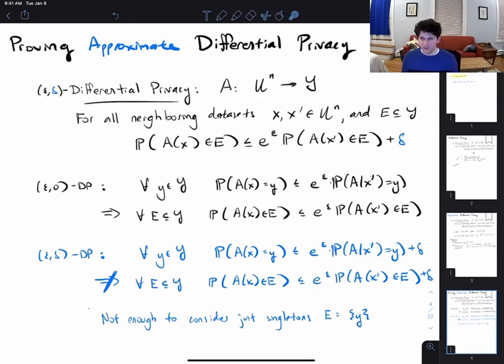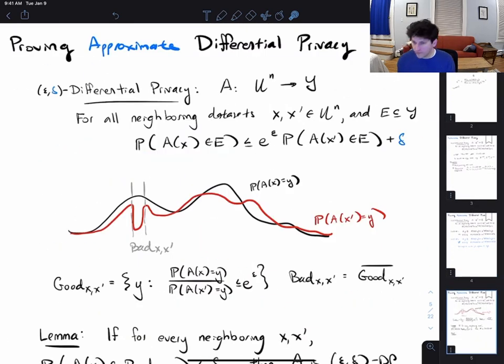I'm saying this for two reasons. The first is to remind people to avoid a common mistake, not to use this common simplification that we used for pure DP, but also to give a chance to talk about one common way that we do try to prove that something is epsilon delta differentially private. The idea is as follows. Imagine you draw two curves. The black one is the probability distribution of A of X, and the red one is the probability distribution of A of X prime.